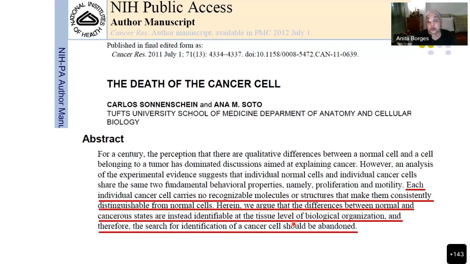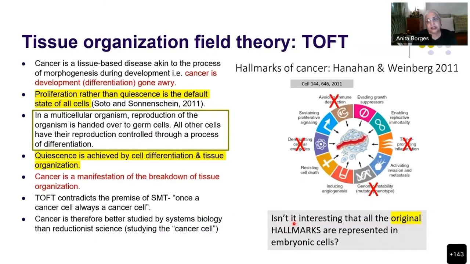Therefore, we should stop trying to look at just the cancer cell. We should look at a cell, or any cell, in the environment in which it functions. So that is why they talk about the death of the cancer cell, not apoptosis. Okay, and they have formulated, and who's the they? This is Sonnenschein, these two individuals, and they have got more followers now, Soto and Sonnenschein. Okay, and this is the tissue organization field theory.